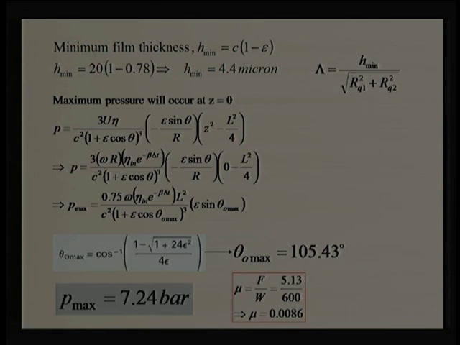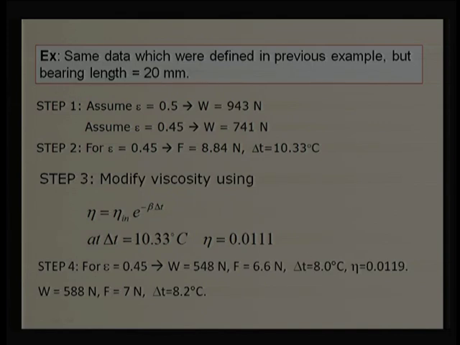Now, what we can do is find out what is going to happen with these parameters if the length is doubled. In our present case, we took length as 0.25 times the diameter, but if we increase this length, say double the length, instead of 10 mm we can think about 20 mm. What is going to happen? That is shown here. The same data which we defined, the same viscosity, same load, same speed, same everything. Now, the only variation is bearing length, 20 mm instead of 10 mm.